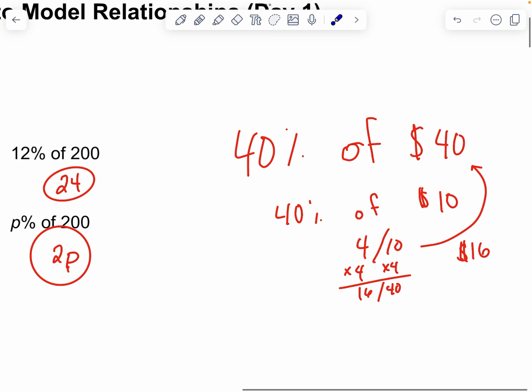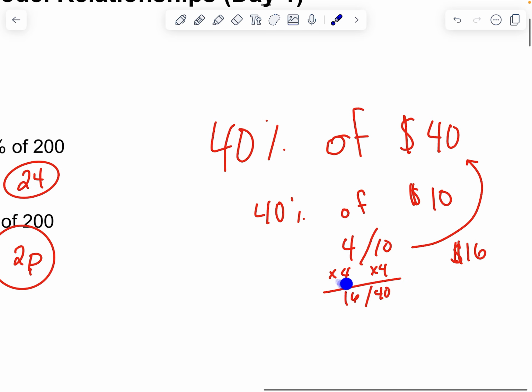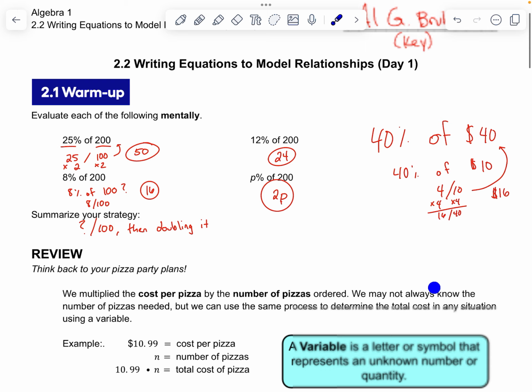So that's how to quickly do math off the top of your head. You should be able to do 4 times 4 and just think of it out of 10. Okay.